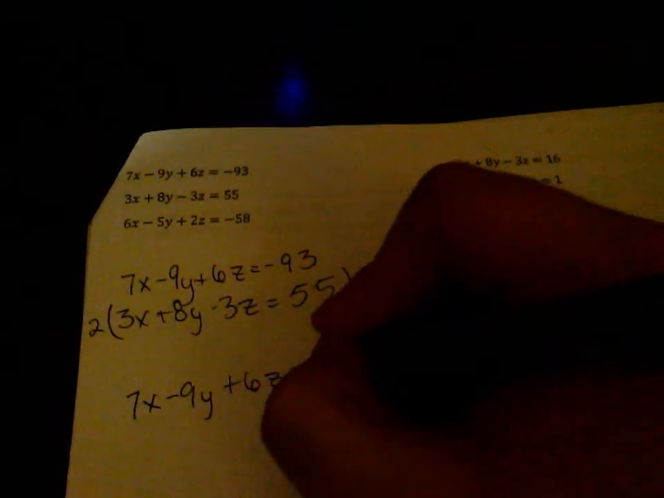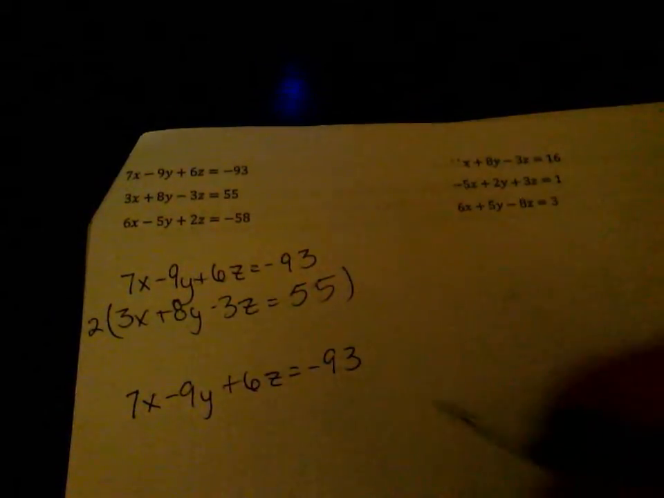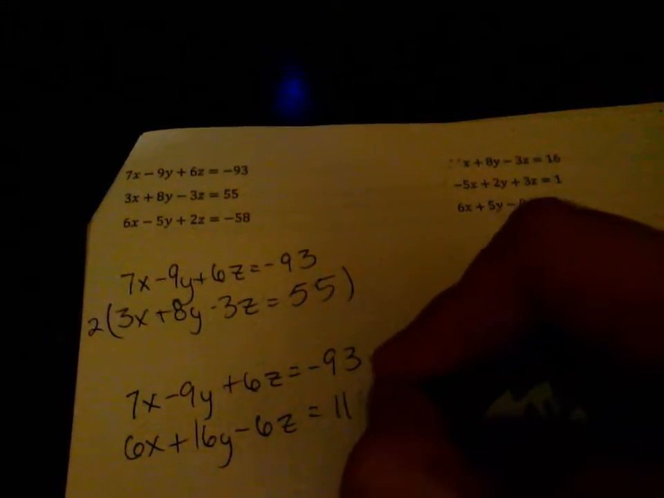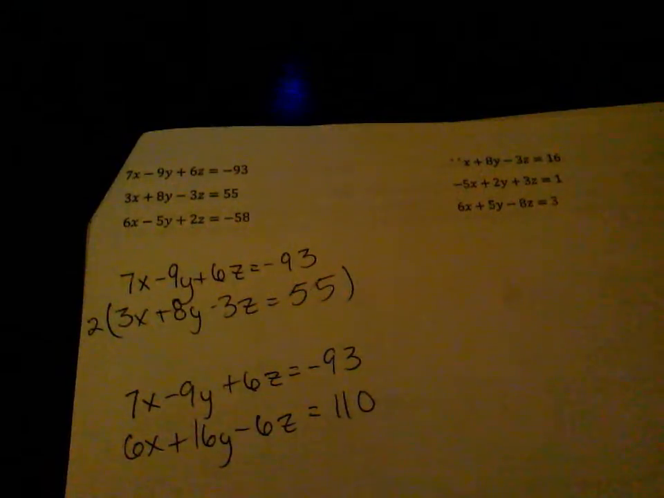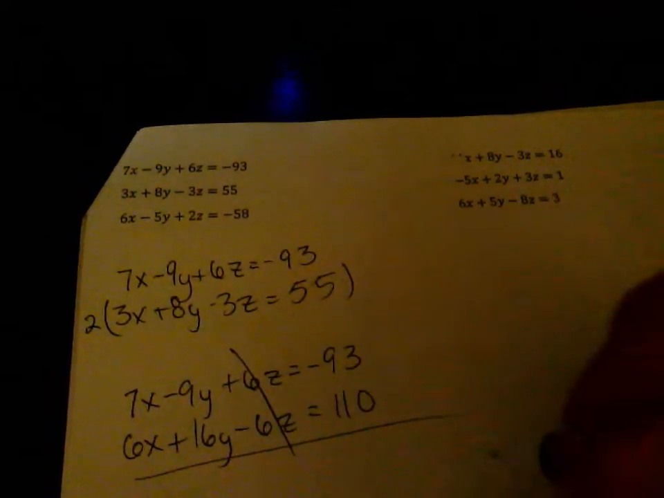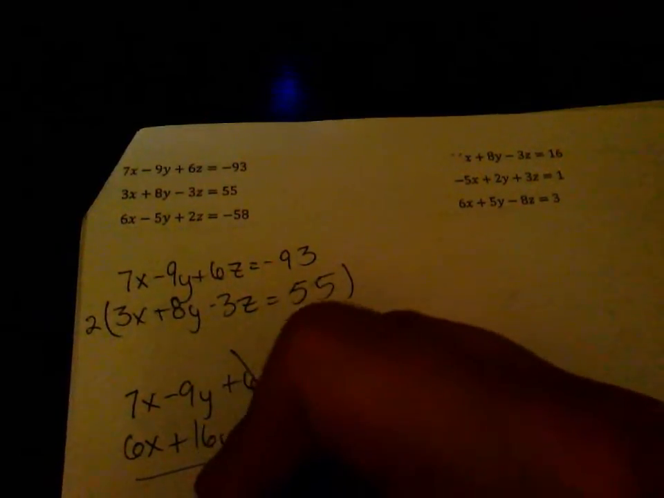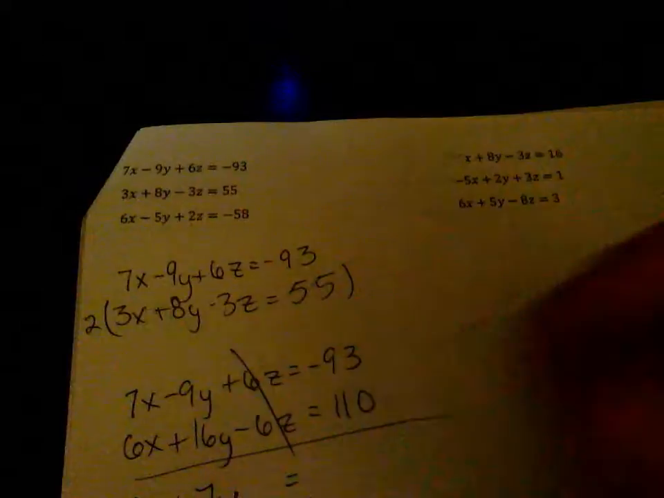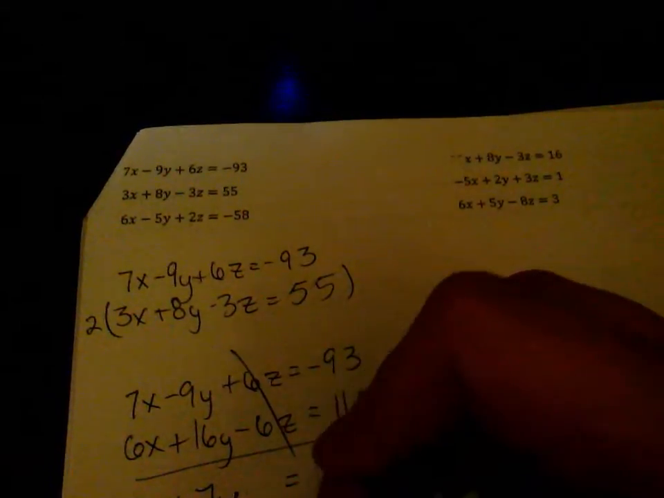I'm going to rewrite the 7x minus 9y plus 6z equals negative 93, just so I have it down. Alright, so the first part is 6x plus 16y minus 6z equals 110. Add downwards because these are opposite numbers. They cancel out. This gives you 7y, this gives you 13x, and then this gives you, was it 17?